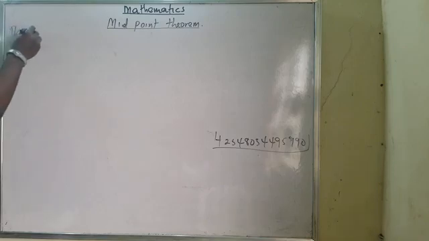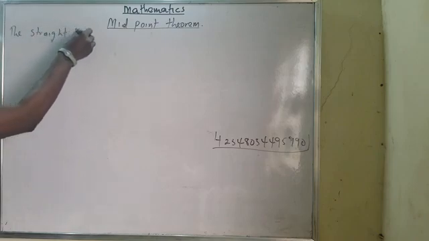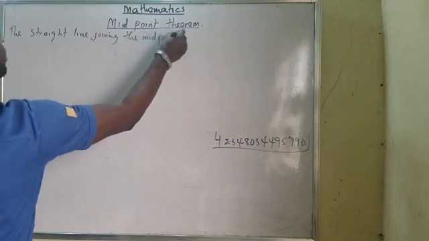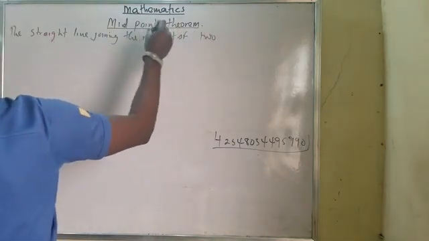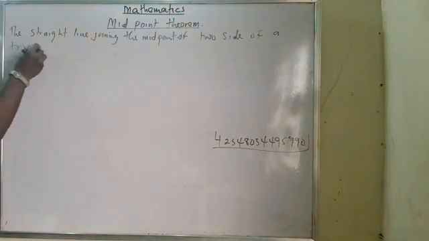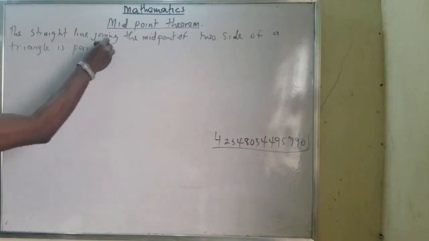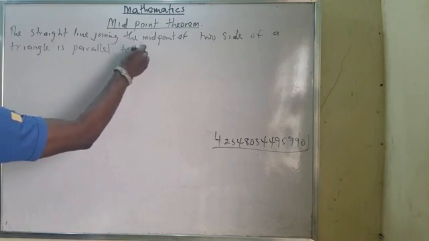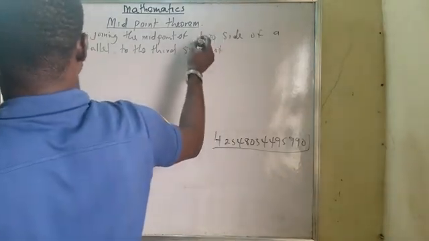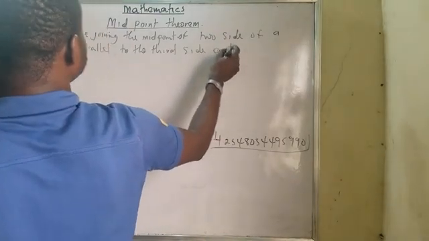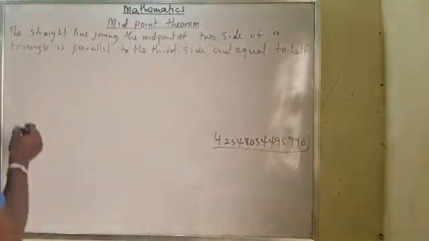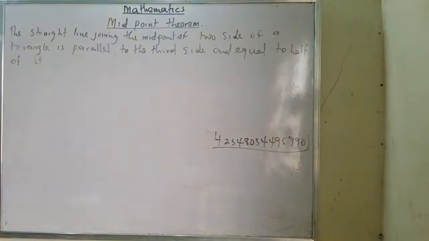The midpoint theorem states that the straight line joining the midpoints of two sides of a triangle is parallel to the third side and equal to half of it. That is what the midpoint theorem is telling us.